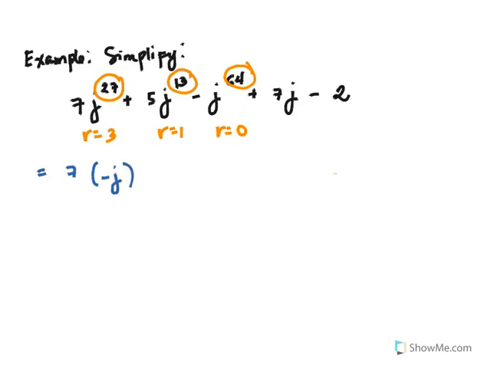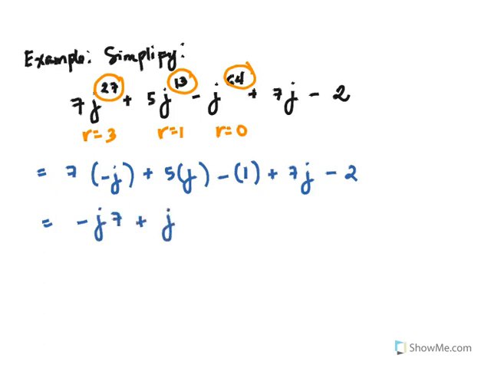And then since the remainder of 13 is 1 when you divide it by 4, pwede natin palitan si j raised to 13 by j. And then 64 is divisible by 4, the remainder is 0, so j raised to 64 is just equal to 1, plus 7j minus 2. So simplifying further, you will have negative j7 plus j5 minus 1 plus j7 minus 2.